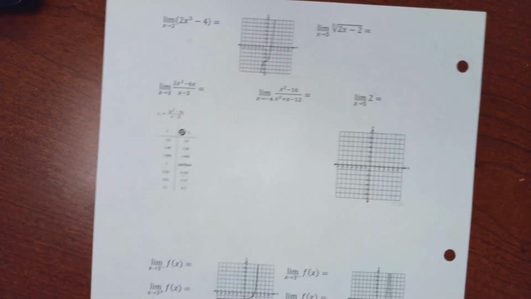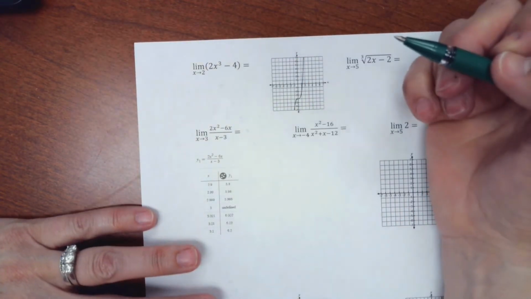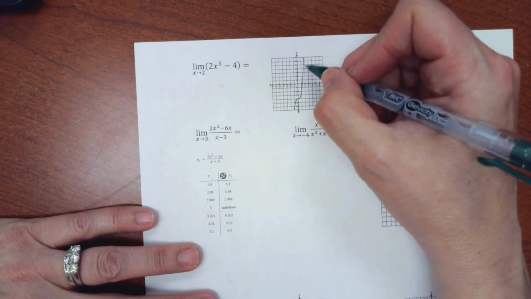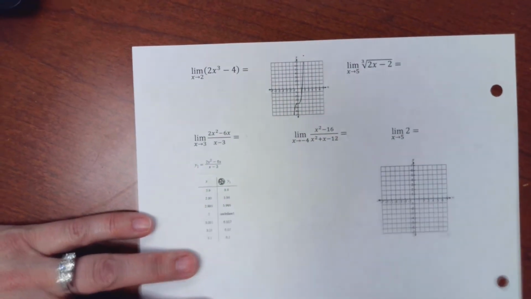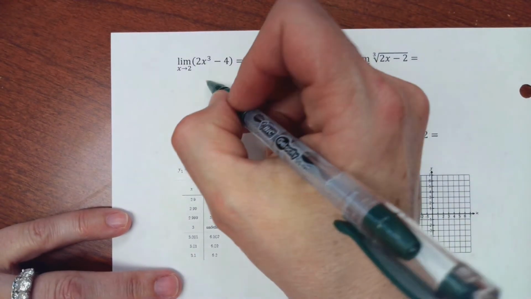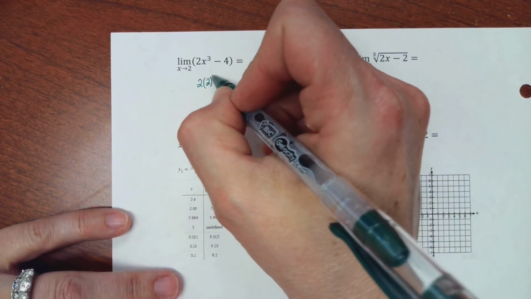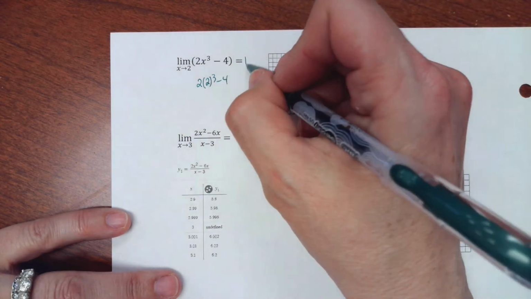All right, here, this is just your normal cubic function, 2x to the third minus 4. So you can see at 2, it's way up here somewhere. But we can also just plug 2 in here. So 2 times 2 to the third minus 4. That's 16 minus 4, which is 12.